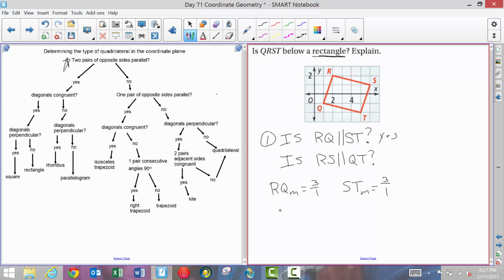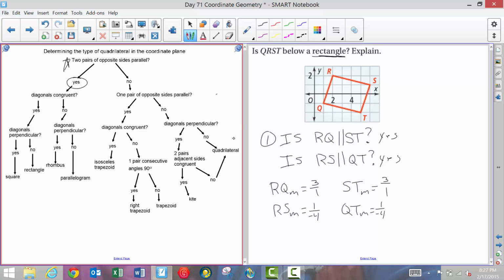Next thing I have to do, okay, RS slope. So R to S, up 1 over 1, 2, 3, 4. So that's 1, negative 4. Now I have to do the QT slope, which is up 1 over 1, 2, 3, 4. So that's 1, negative 4 also. So yes, they're parallel, so I know them right here. I knew, yes, the two pairs of opposite sides are parallel.